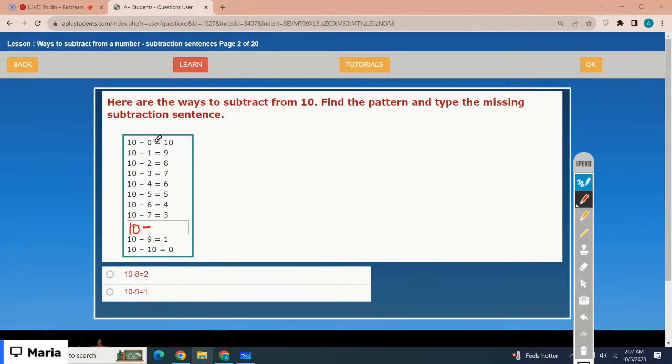Okay, now just look at the second number: 0, 1, 2, 3, 4, 5, 6, 7. Then you have a missing number, 9 and 10. That means you missed a number between 7 and 9. Which number is between 7 and 9? That will be 8. So 10 take away 8 equals 2. That means option number 1 is the correct option. Got it?